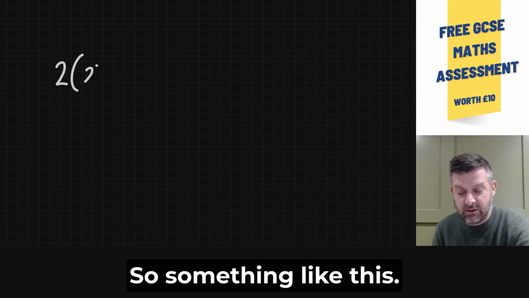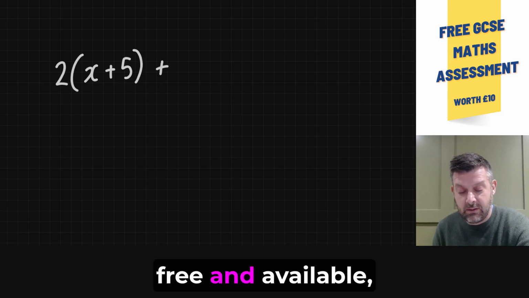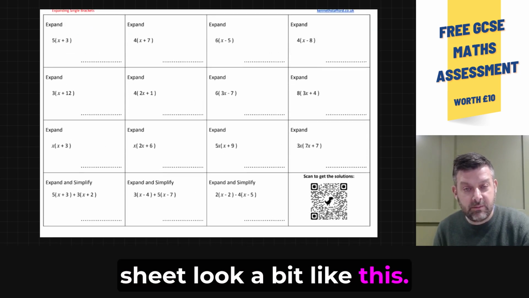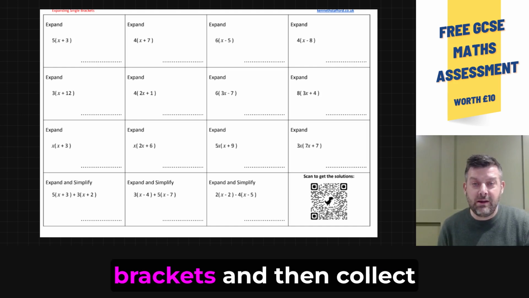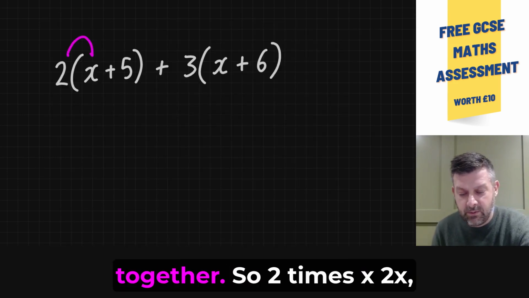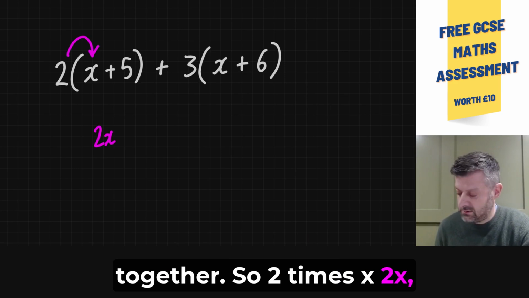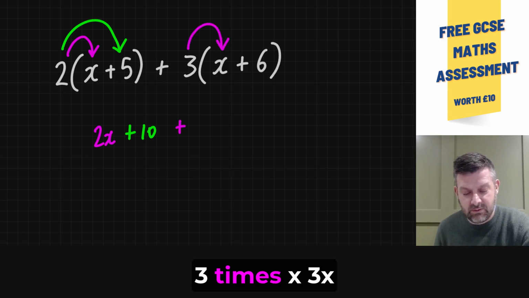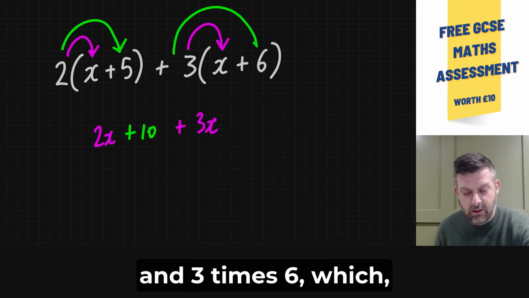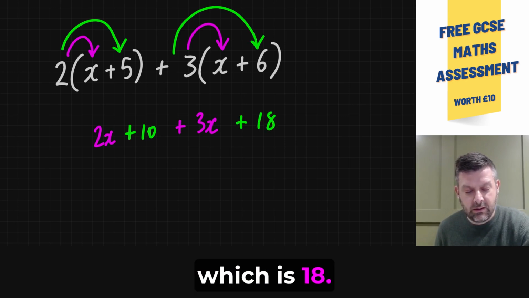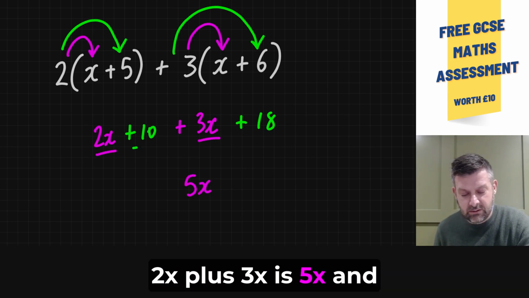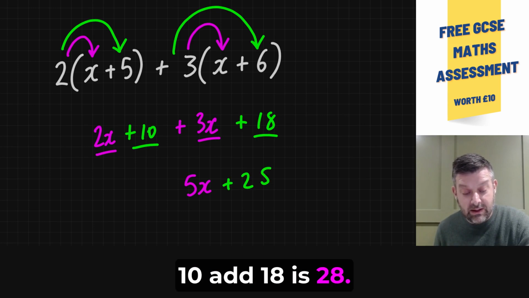And then what we could ultimately build up to is combining 2 brackets, so something like this. On the worksheet, that's free and available, just get it from the description of the video. The last few questions on the sheet look a bit like this. So we're going to expand both brackets and then collect the like terms. We're going to join them together. So 2 times x, 2x. 2 times 5 is 10. We're going to do it again. 3 times x, 3x. And 3 times 6, which is 18. The colours help us now to combine the like terms. 2x plus 3x is 5x, and 10 add 18 is 28.